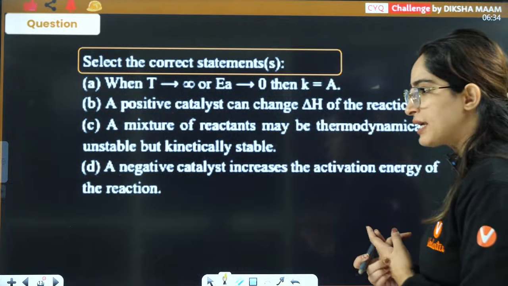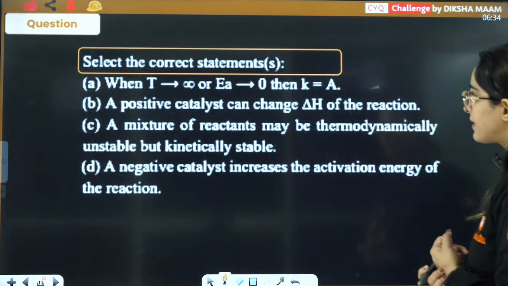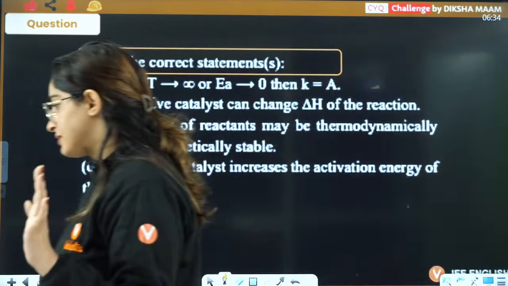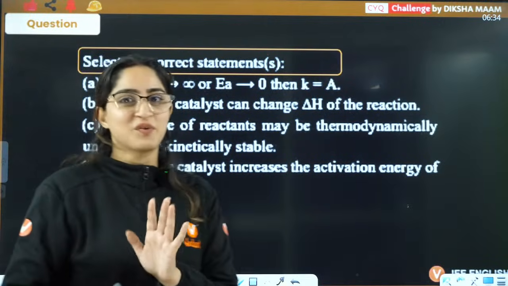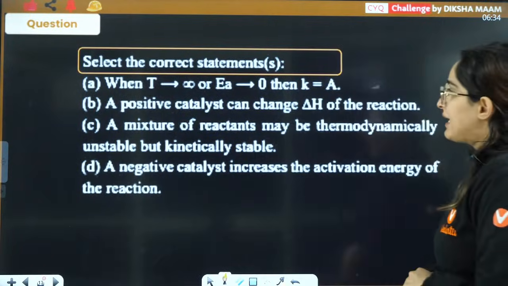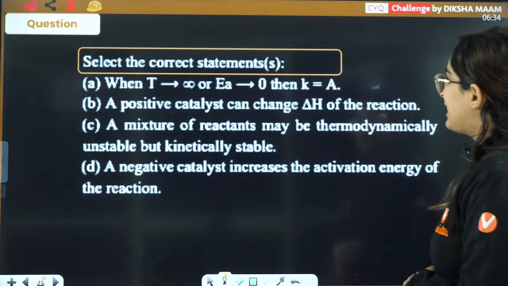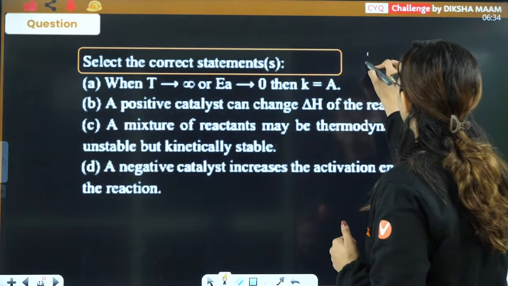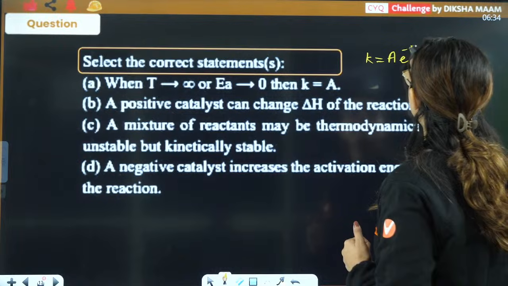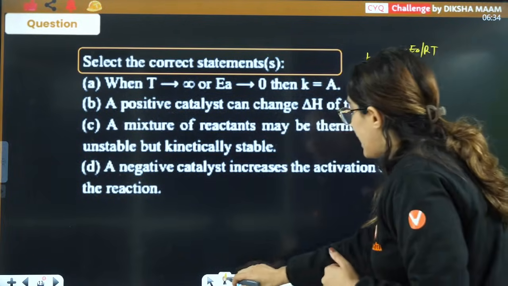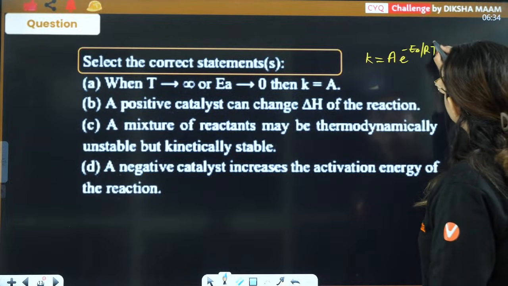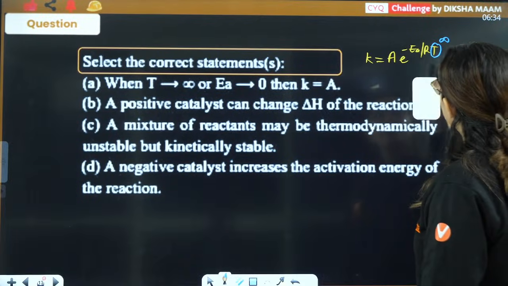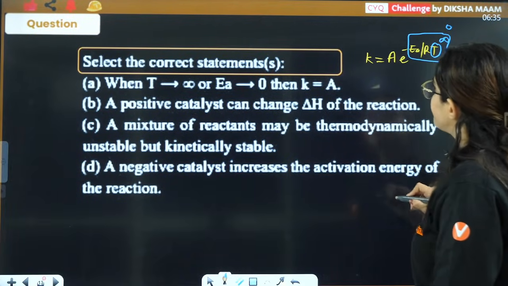Next question, if you see guys, is to find the correct statements. Now four statements are given to you and one or more of them are correct. When temperature tends to infinity or EA is 0, then K is equal to A. Let's verify whether it's true or not. We know that K is equal to A e raised to power minus EA by RT. Guys, now understand one thing. If something is divided by infinity, then it will be 0. Then that means this whole value will be 0, right?